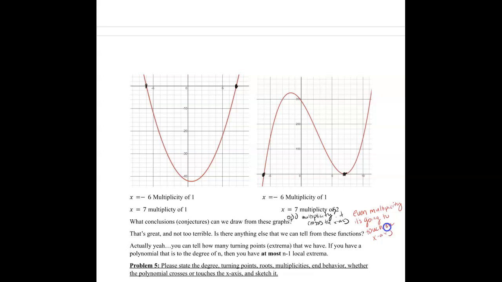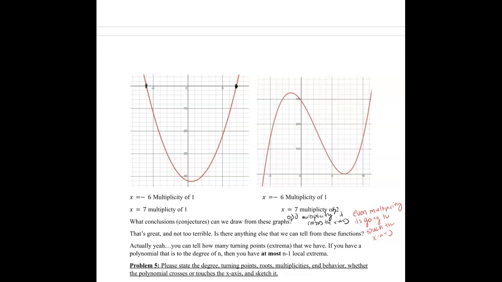So when I had a multiplicity of 2 on that 7, it came down, it touched it, and then it got rejected. But when I had a multiplicity of 1, it actually crossed. That's all that's saying. Alright, so that's not bad. And can I tell anything else? Yeah, we can tell how many possible turning points we have.